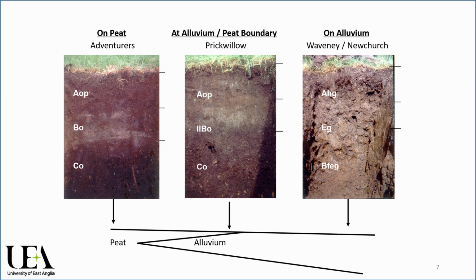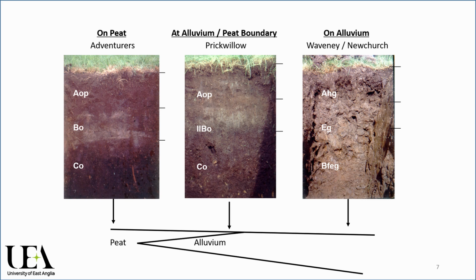The second soil profile, the Prick Willow series, you can see it's much darker in colour. That's reflecting the peat surface soil, this AOP horizon. And then we have a change in lithology where we have this alluvial section in the soil profile, marked here as a 2BO horizon. And then finally at depth return to the peaty material in the CO horizon.